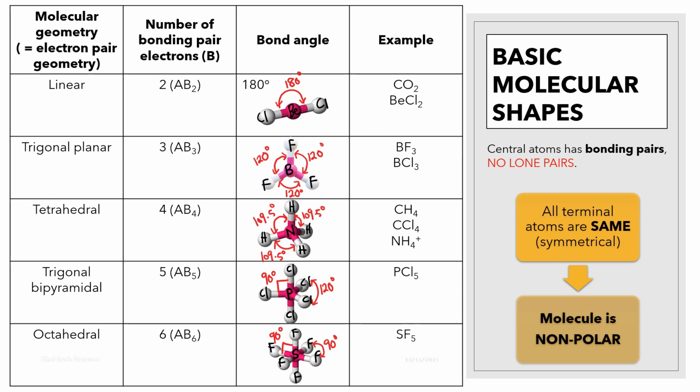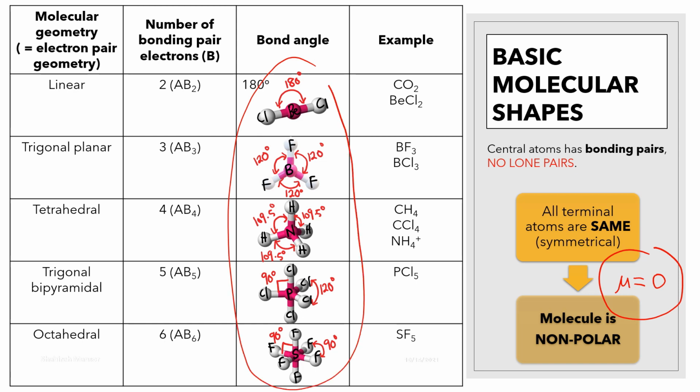So apabila non-polar molecule, maksudnya mu is equals to 0. Kenapa mu equals to 0 walaupun kita ada polar bonding di dalam struktur ini? Ini adalah kerana all bond dipole in this molecule can be cancelled with each other. And that will give the resultant dipole moment mu equals to 0, so the molecule will be non-polar.